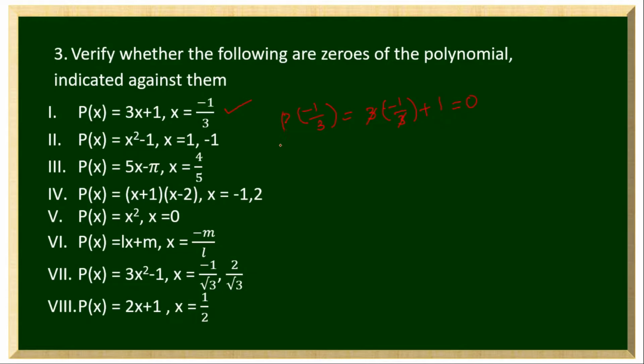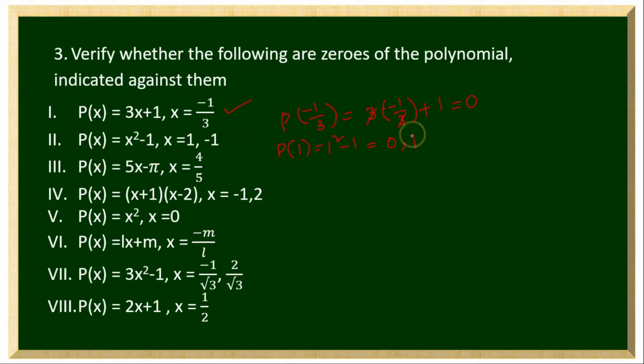Now for the second one, one time we have to take x equal to 1 and next x equal to minus 1. In both the cases, we have to check whether it is true or not. p of 1 equal to 1 square minus 1. 1 square value is 1, minus 1 is 0. So for x equal to 1, the polynomial is becoming 0. So 1 is a zero of this polynomial.